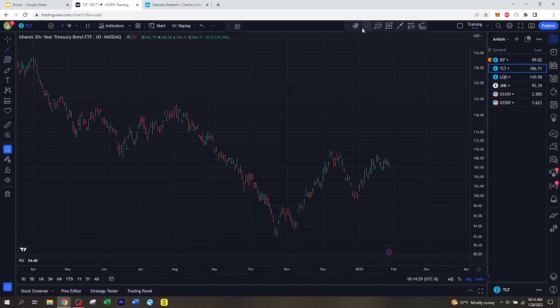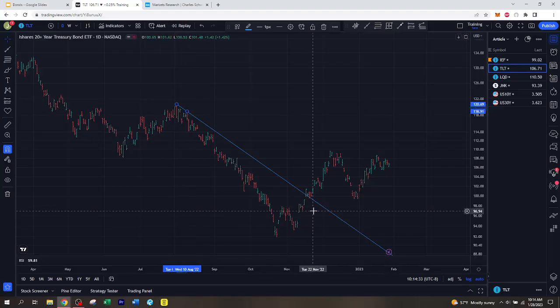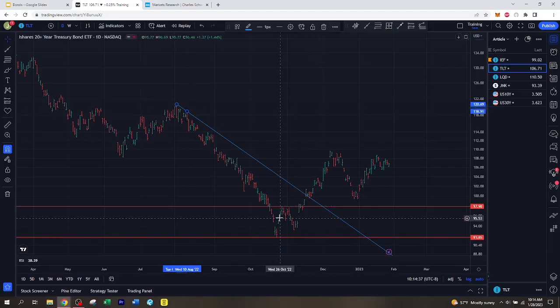Same thing. We get a clear pattern of lower highs and lower lows. Then we get a sideways consolidation. We get resistance. We get support. We get a breakout. And then we get a clear pattern of higher lows. And then we get higher highs. We get another higher low. And then now we're looking to see if price can make a move to higher highs.